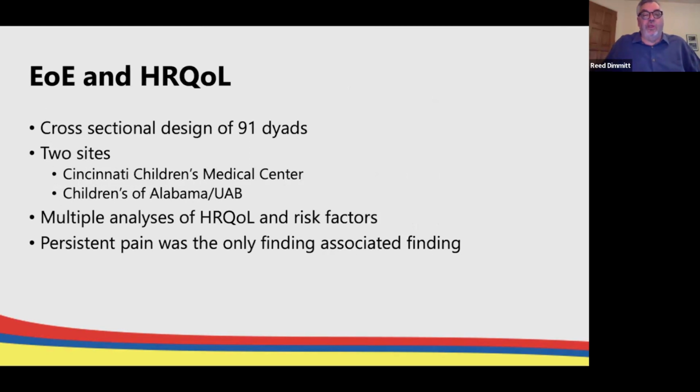So it was a cross-sectional design of 91 dyads. So that's patients and families. And looked at two sites, at Cincinnati Children's and at Children's Alabama UAB. It did multiple analyses for health-related quality of life and risk factors, including sleep. And really the only thing that led to having lower quality of life and poor sleep was persistent pain as that associated finding. So all of the downstream things that impacted these patients, from sleep to depression, anxiety, and everything, was all related to having persistent pain.